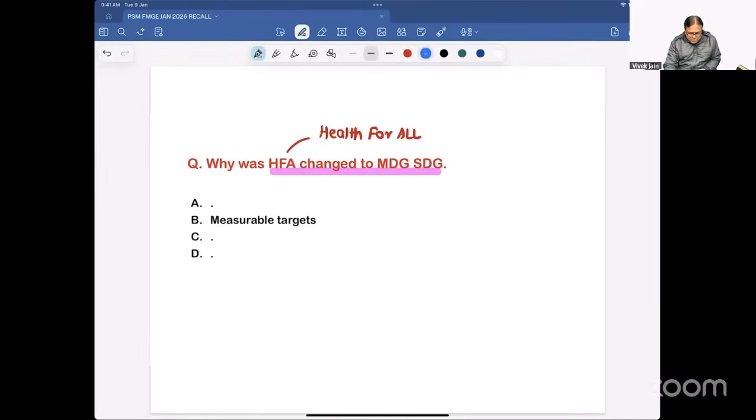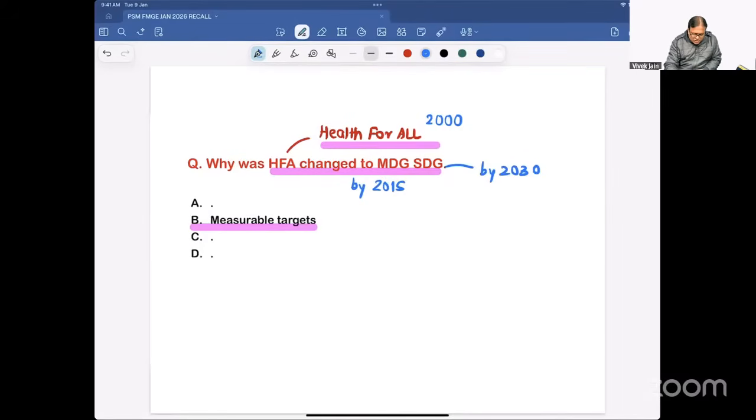See, health for all was for year 2000. Okay, can you help me with the choices because students are not able to tell me choices. So I presume if any of the choice was like this, measurable targets, that will become a better answer. Why? Because health for all was a very broad goal. Everyone should be healthy by 2000. Then we decided, let us make it more specific. MDG by 2015, SDG by 2030.